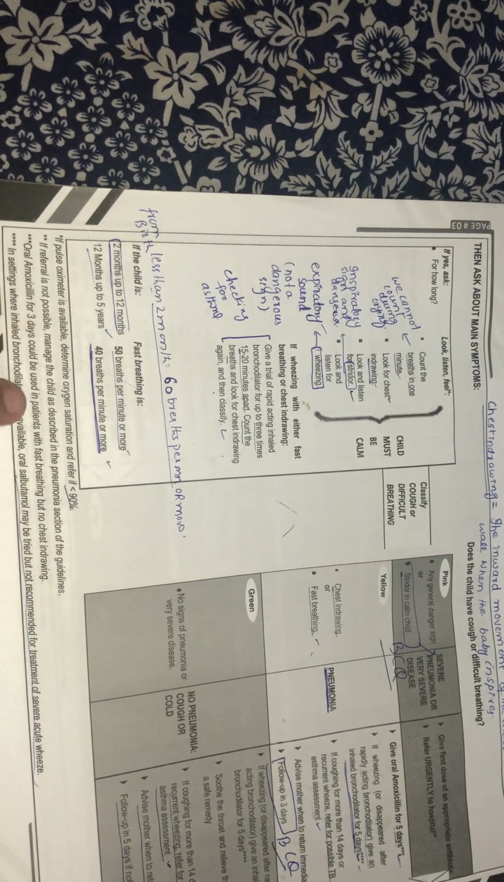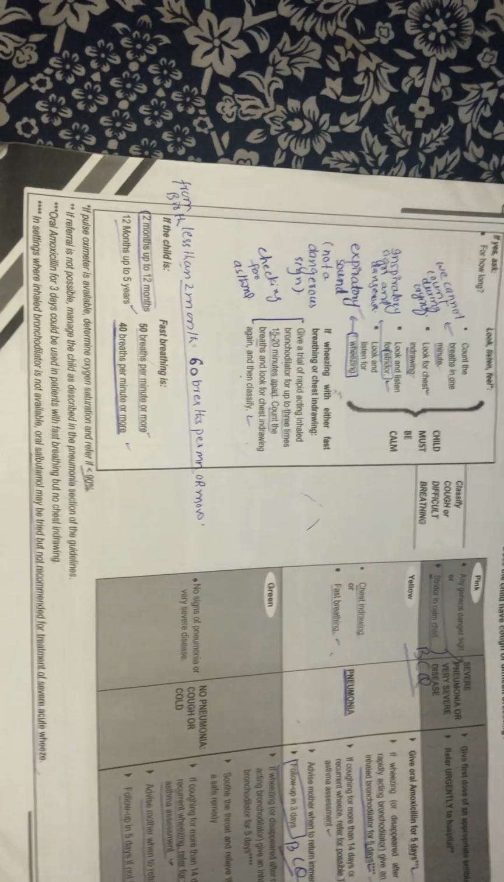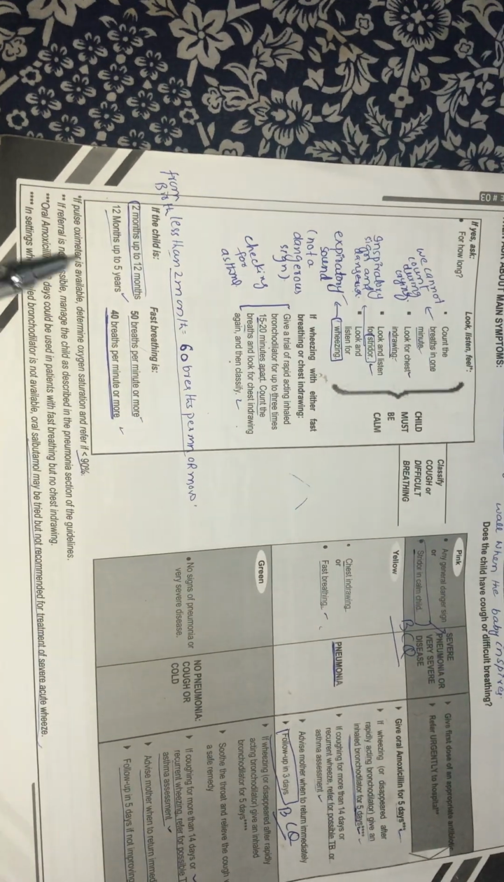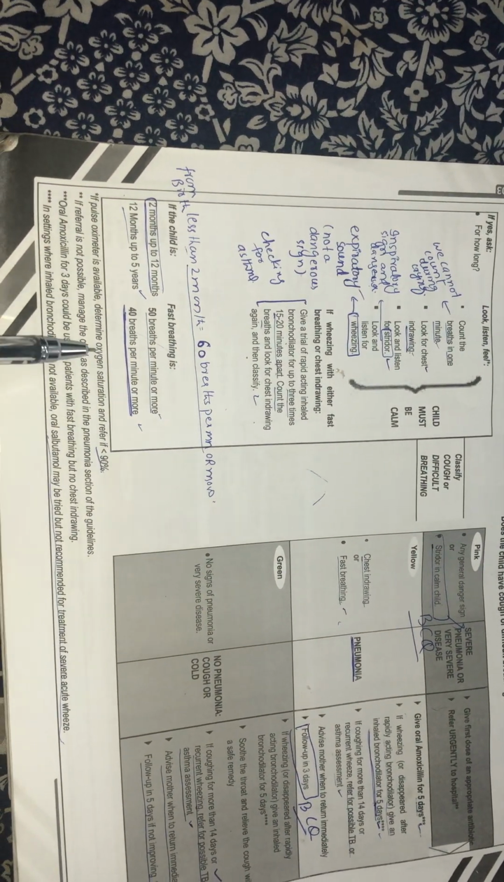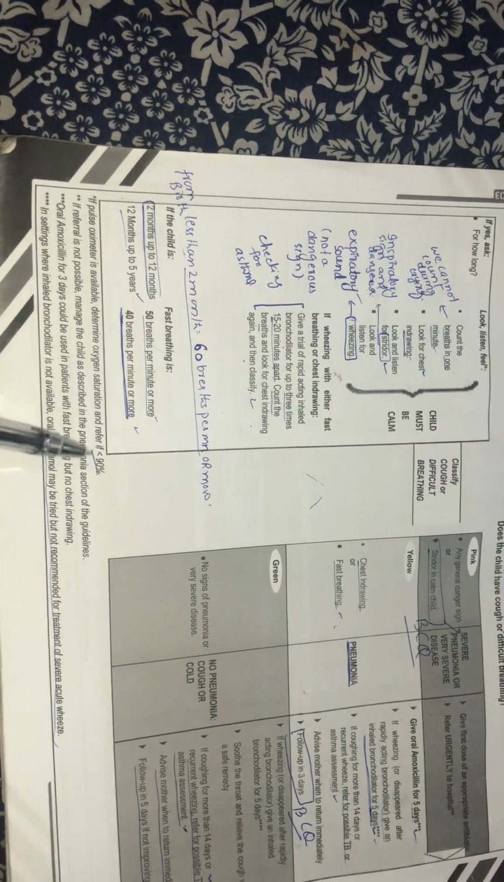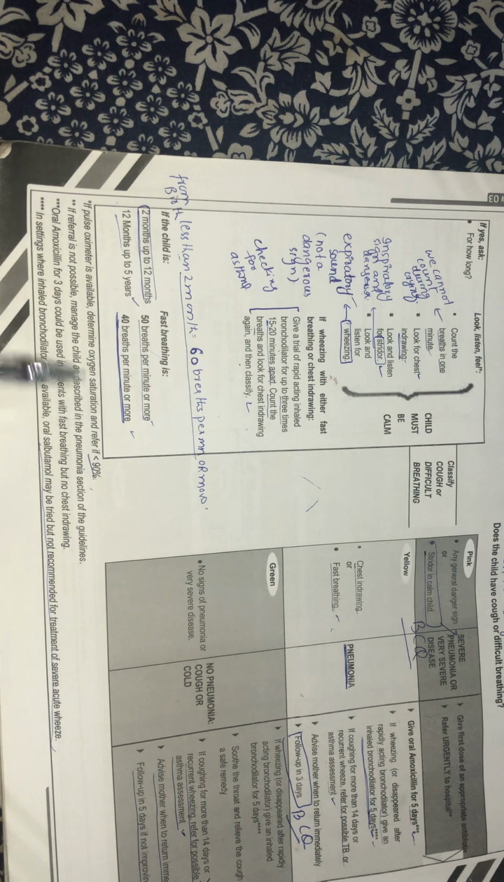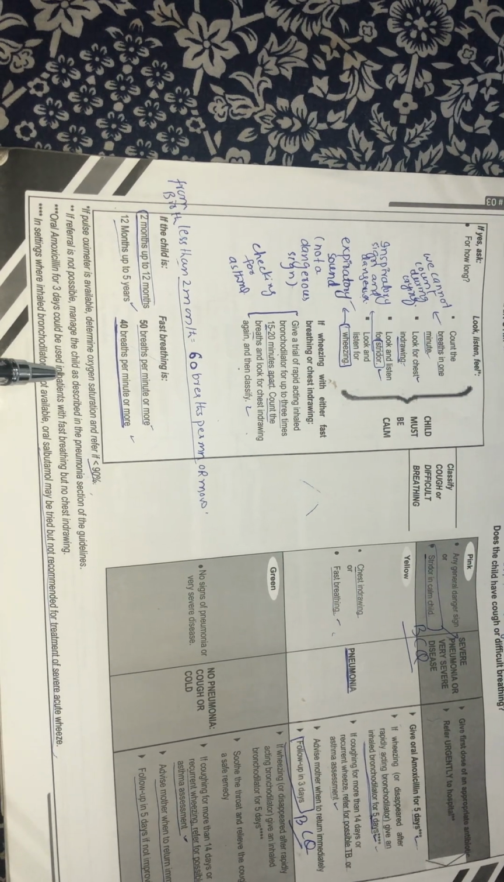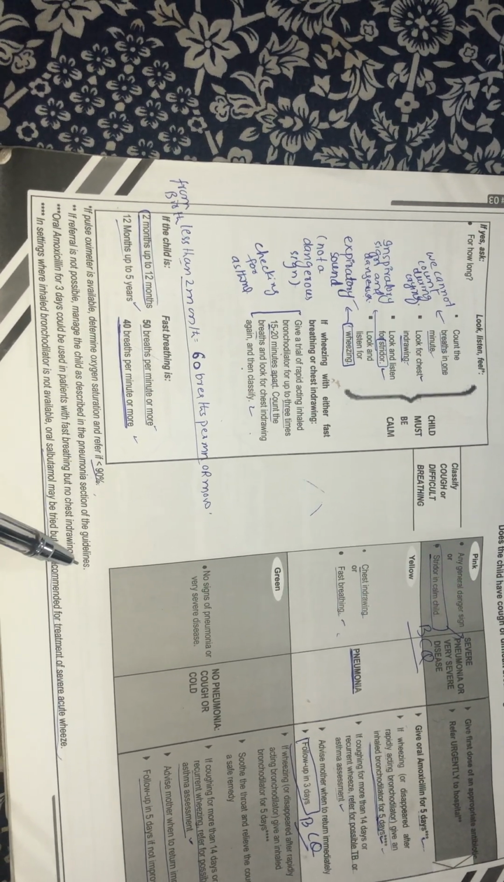It will be labeled as fast breathing in children. Now, what are the other things you are going to do? Check, if you have the pulse oximeter, determine the oxygen saturation. If it is less than 90%, it is a dangerous sign. Refer that patient to the hospital. If referral is not possible, manage the child as described in the pneumonia section of the guidelines.